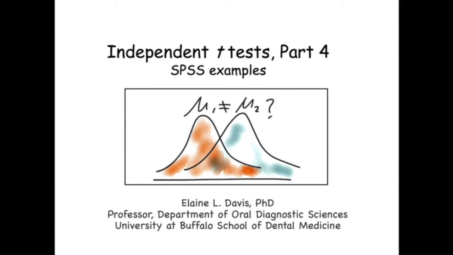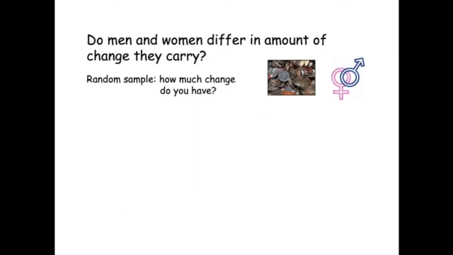This video presents two more examples of the independent t-test using SPSS. We want to know whether men and women differ in the amount of change they carry around with them. We draw a random sample of men and women and ask them how much change they currently have on them.